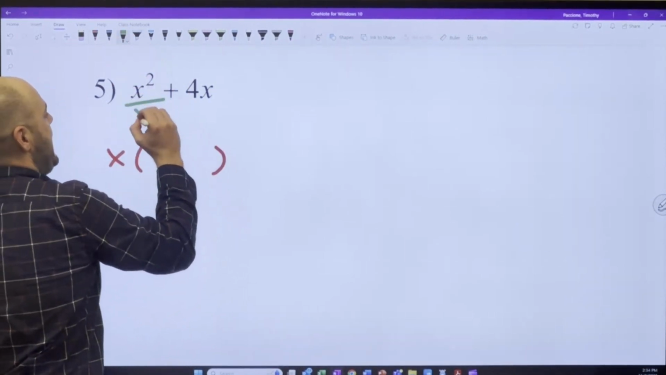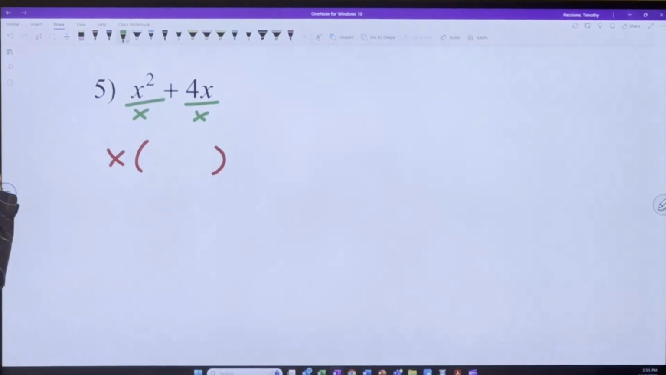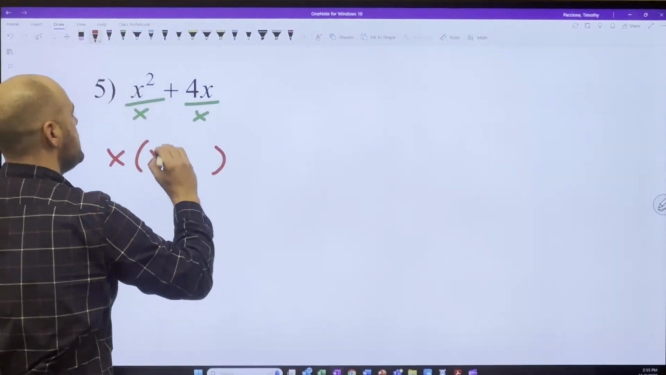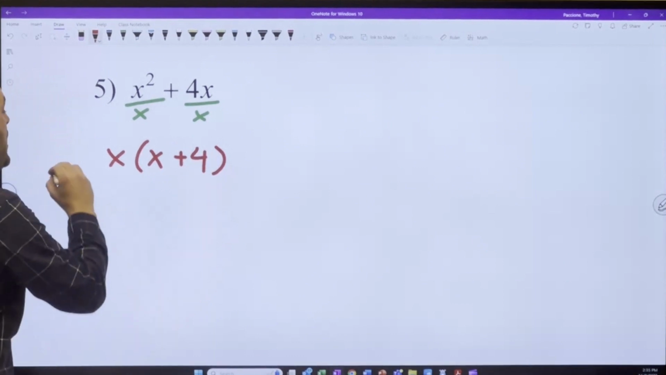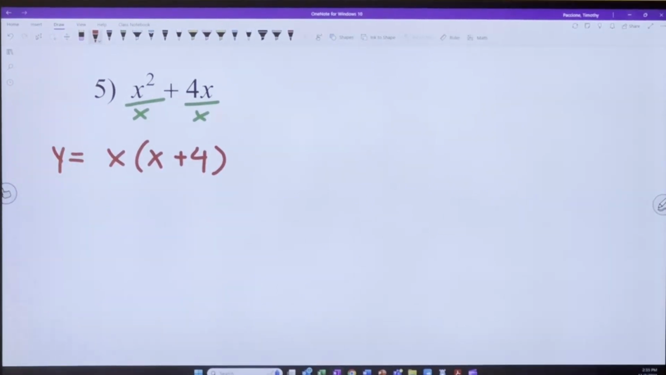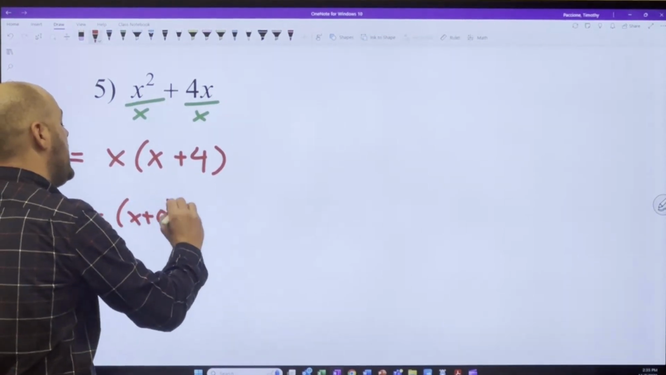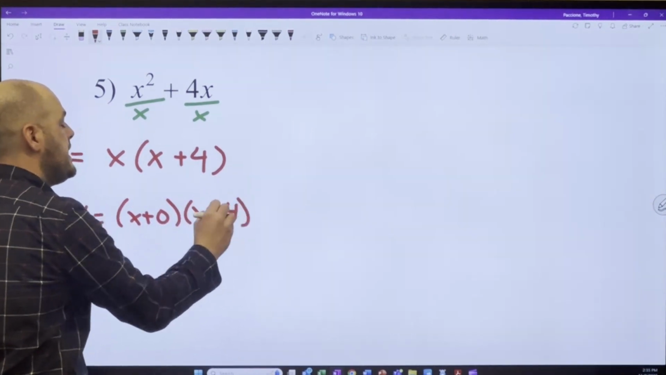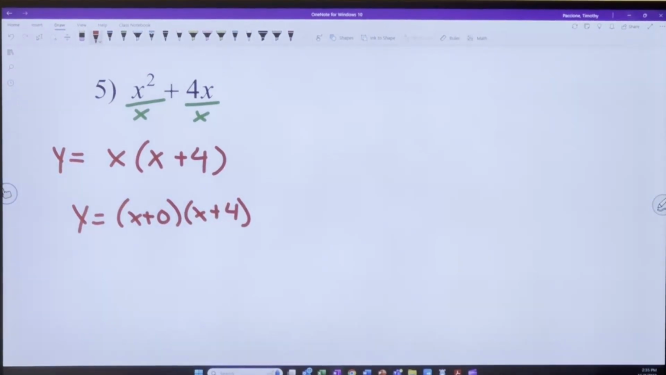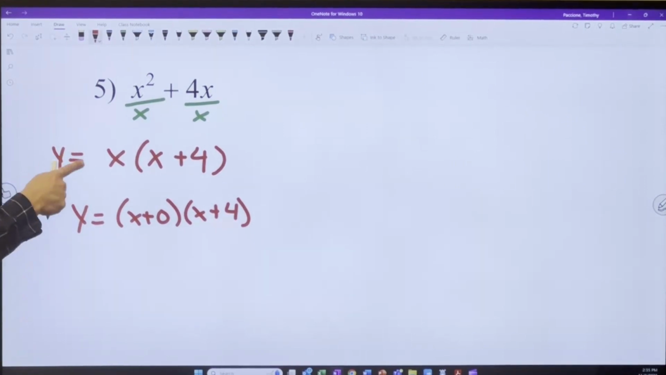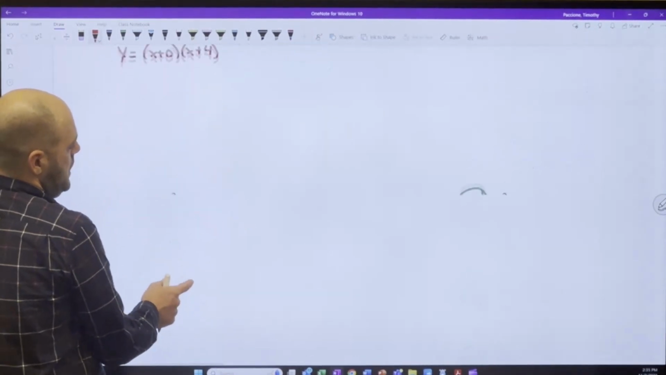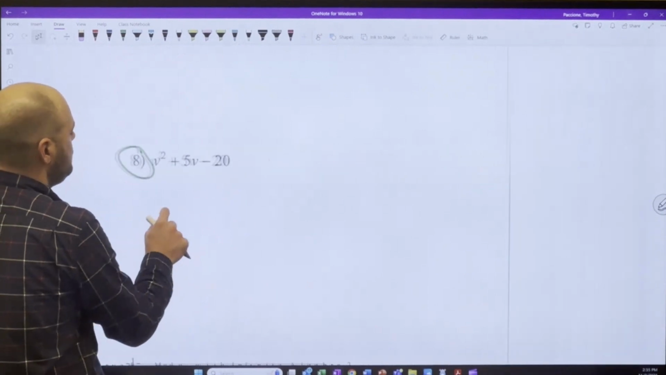And I divide by x, and I get x and plus 4. And guess what? That's intercept form. I know intercept form usually has 2 parentheses, but really this is x plus 0 and x plus 4, and then x plus 0 simplifies to x. So you're done. You didn't even need the magic x on this one. So if you're missing a C, you can think this. All right. Now we move to 8.